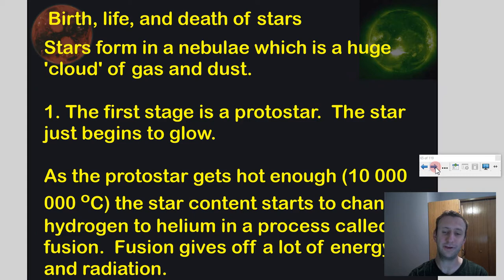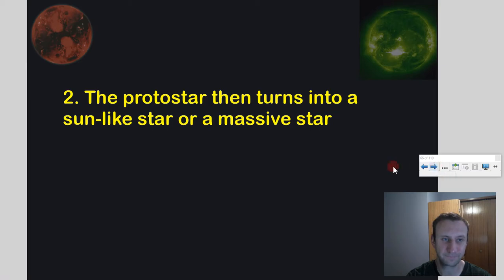And as the protostar gets hot enough, around 10 million degrees Celsius, pretty hot, the star's contents start to change hydrogen to helium in that fusion process. That fusion process gives off a ton of energy and radiation as it's occurring. The protostar then turns into a sun-like star or a massive star once we start having that fusion occurring. So this is where it splits off into two different parts. We have what we would call a sun-like star, which is like our sun, and then we have a massive star, which is much, much bigger than our sun.